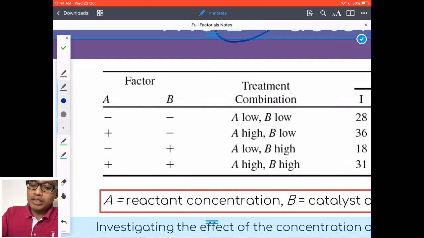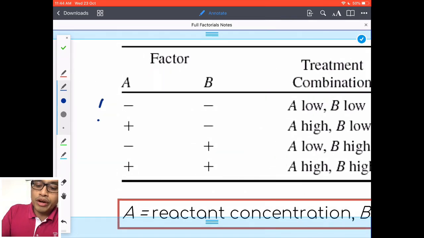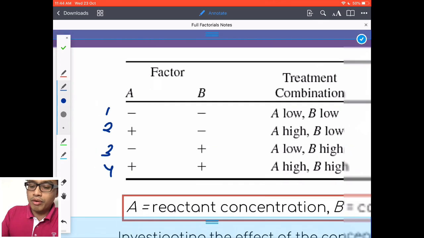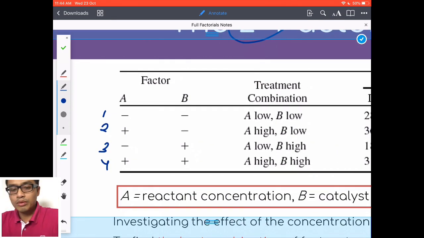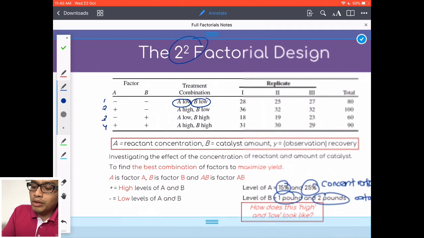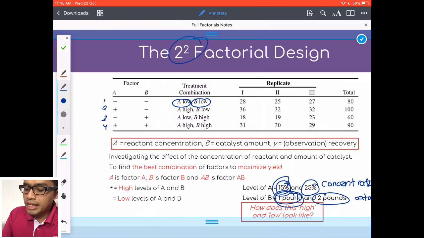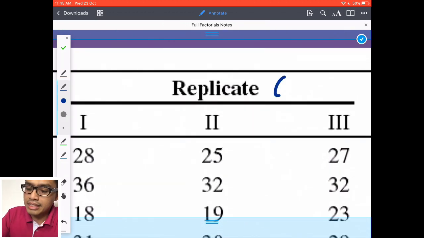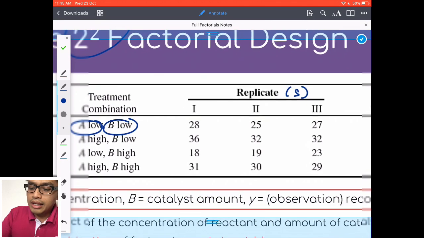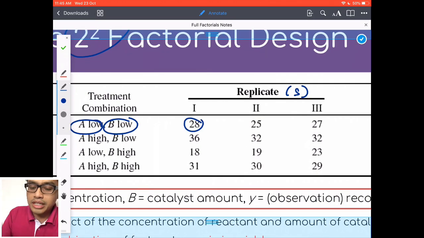So in this experiment, 2 to the power of 2 equals 4 runs. 1, 2, 3, 4. How do you do this experiment? You will not be asked in the final exam. But if you decide to do it in your final year project, or in any project that involves full factorial, you can use the first experiment, combine A low and B low. That is, take 15% and 1 pound of catalyst, combine them, do the experiment, and you get the time. Let's say the replicates is in seconds, right? So the first experiment you do, you get 28 seconds.